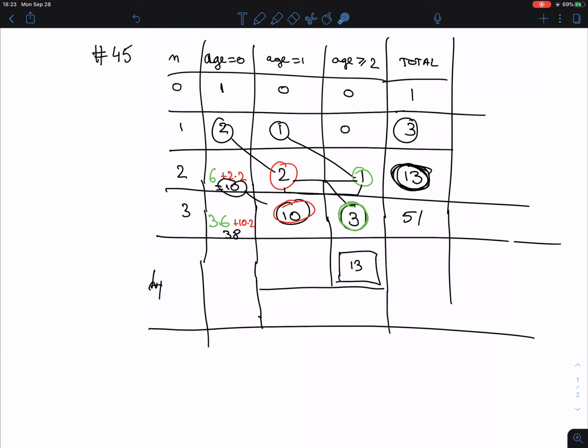Why do I say this? I know exactly what that is. How many are there that have at least age 1? Well, as many as there were a month ago. This number. So this is the 51 that we see here. Okay. So this helps us a little bit understanding how these numbers are related.